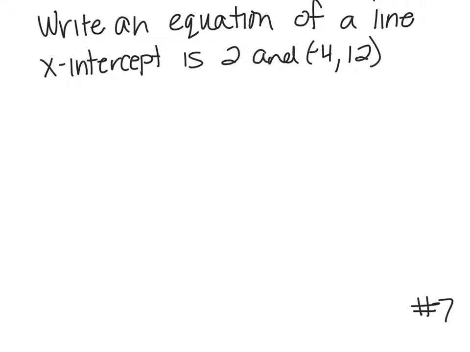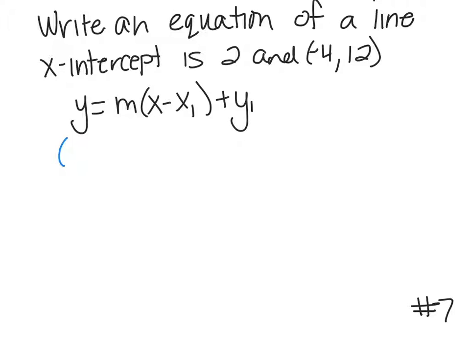Write an equation of a line. I like to use the point slope formula, x minus x1 plus y1. So here's what I know. The x-intercept is 2, so I'm going to write it as a point. And it goes through the point negative 4, 12. So we need two things to make an equation of a line. We need a slope and we need a point. We're going to find both.